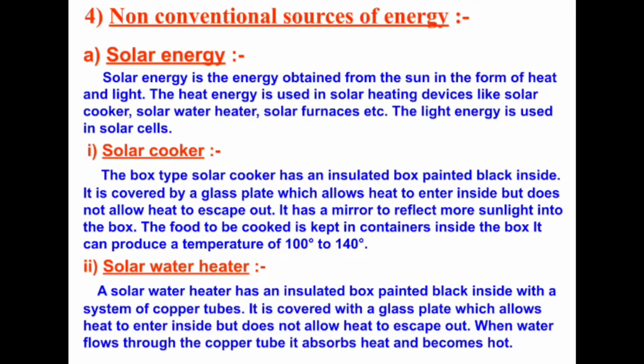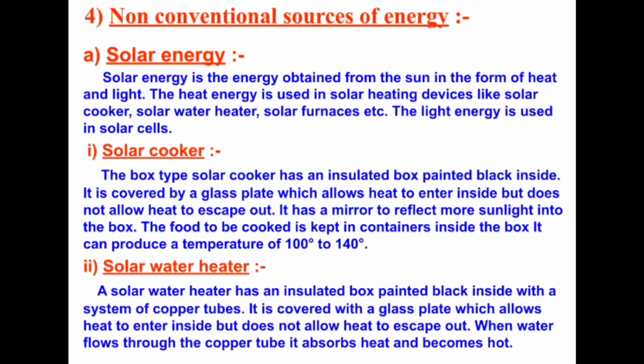Solar cooker. The box type solar cooker has an insulated box painted black outside. It is covered by a glass plate which allows heat to enter inside but doesn't allow heat to escape out. It has a mirror to reflect more sunlight into the box. The food to be cooked is kept in a container inside the box. It can produce a temperature of 100 degrees to 140 degrees.